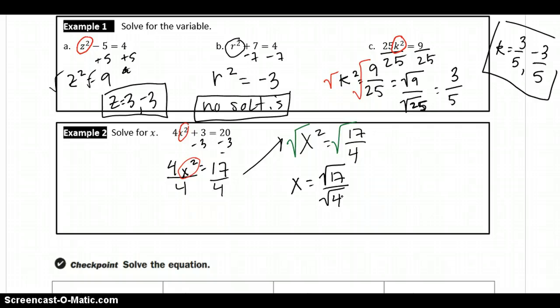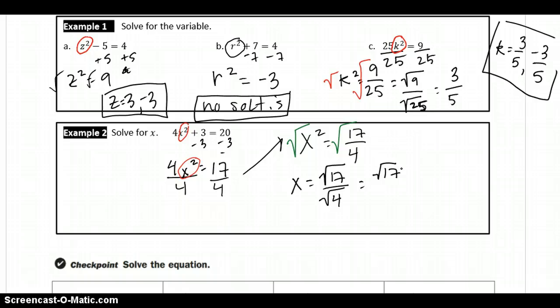On the top, can I simplify the square root of 17? Is that a perfect square? No. For this purpose, if it doesn't tell you to round or plug it into your calculator, just leave it as a square root. So on the top, just leave it as the square root of 17, since we can't simplify that.